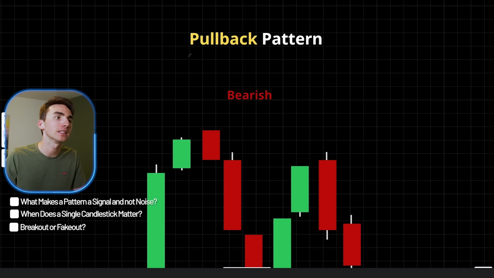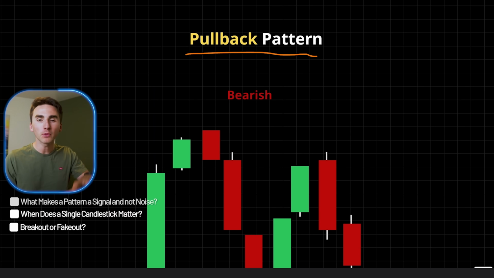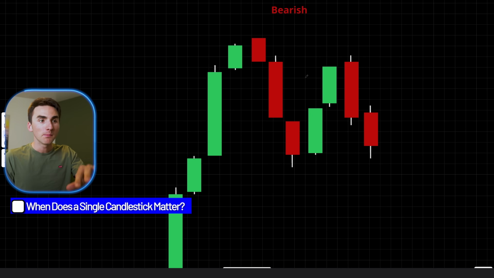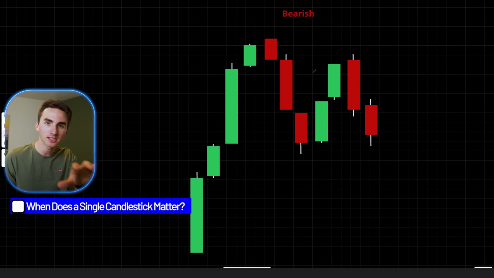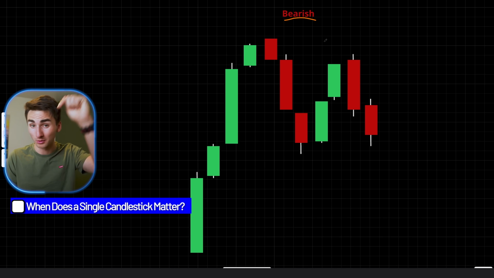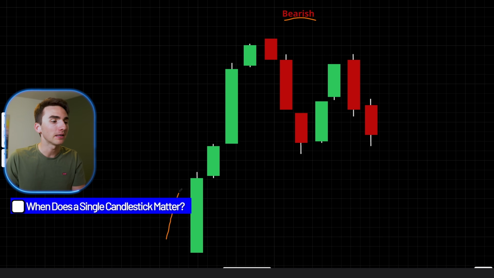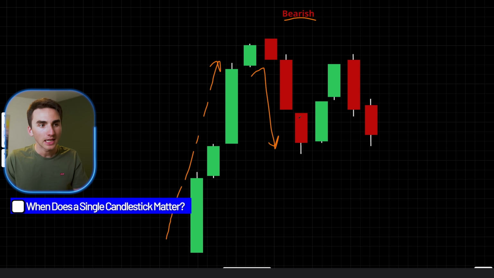The first one of those is a pullback pattern. This is a super simple market structure pattern, but it'll start to connect some of these dots for you. The whole idea with this is here's the bearish version, which means the market's gonna reverse: the market's coming up in a nice solid trend higher. It pulls back and then it pushes one more time up.